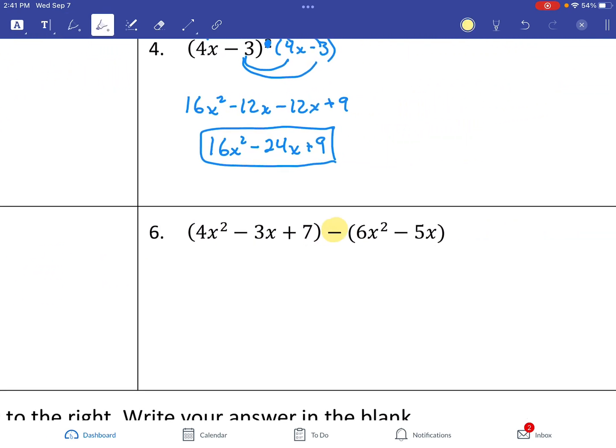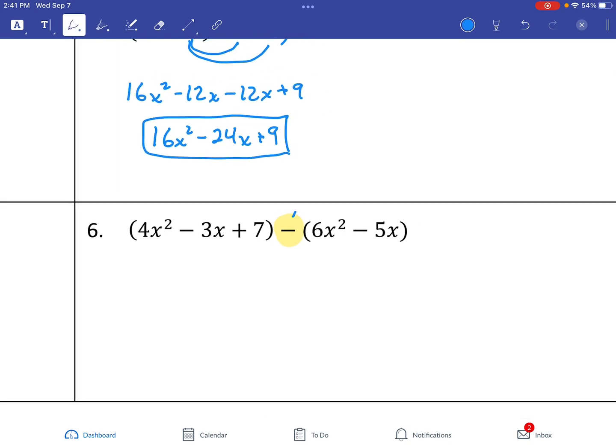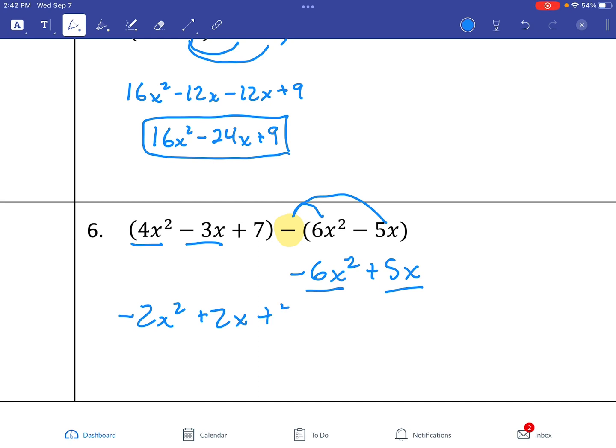Here again, we are subtracting like terms. We're going to distribute that negative sign to the two terms here to get negative 6x squared and positive 5x. Now we're just combining like terms from there. 4x squared and negative 6x squared is negative 2x squared. Negative 3x plus 5x is positive 2x. And then plus 7 is the last thing.